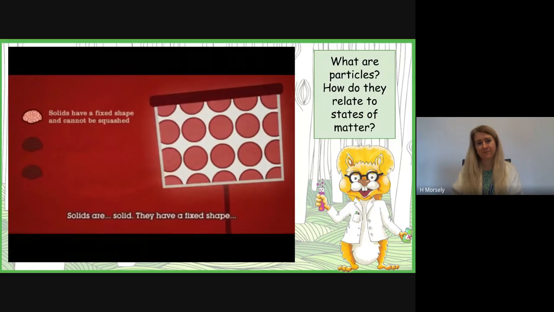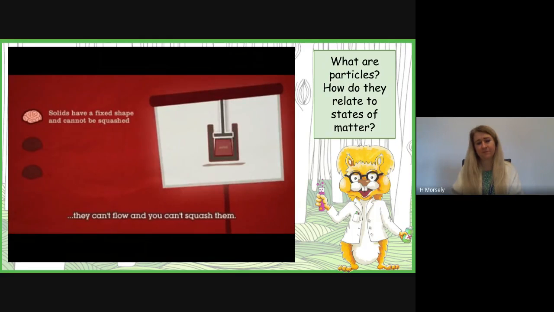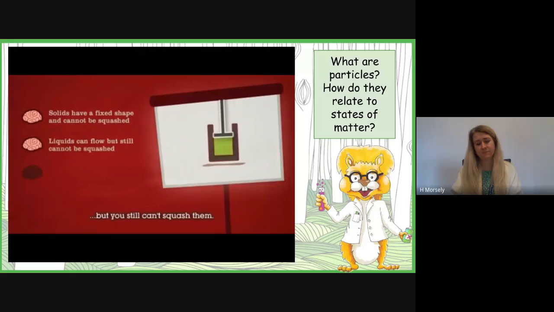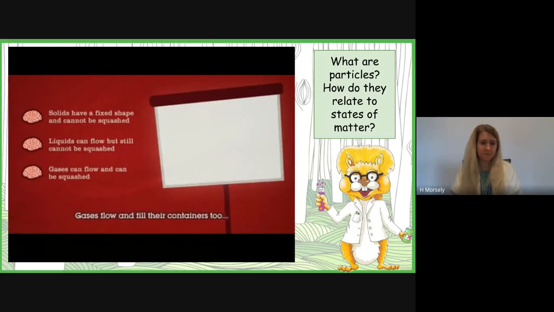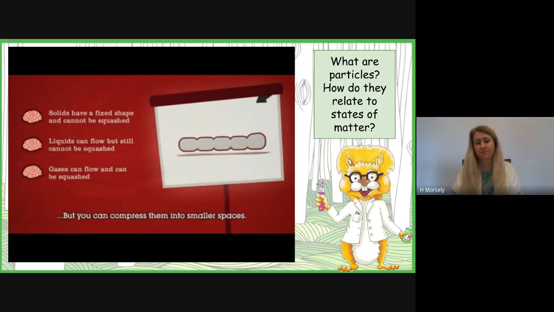Solids are solid. They have a fixed shape. They can't flow and you can't squash them. Liquids, on the other hand, can flow and take the shape of their containers. But you still can't squash them. Gases flow and fill their containers too. But you can compress them into smaller spaces.